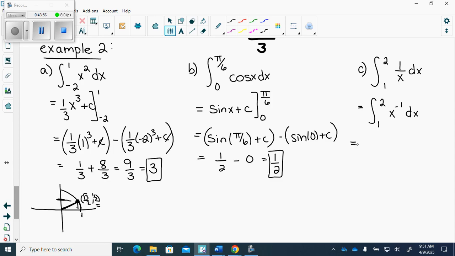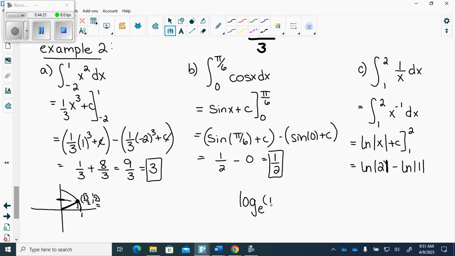All right, so we're going to get ln of absolute value of x, because you can't have a negative beside our x, plus c, from 1 to 2, and we get ln of 2 minus ln of 1. What is ln of 1? It's 0. Why is it 0? Let's talk about this.